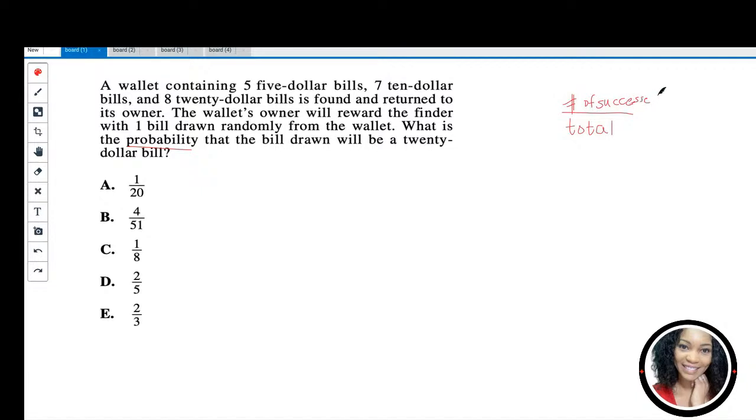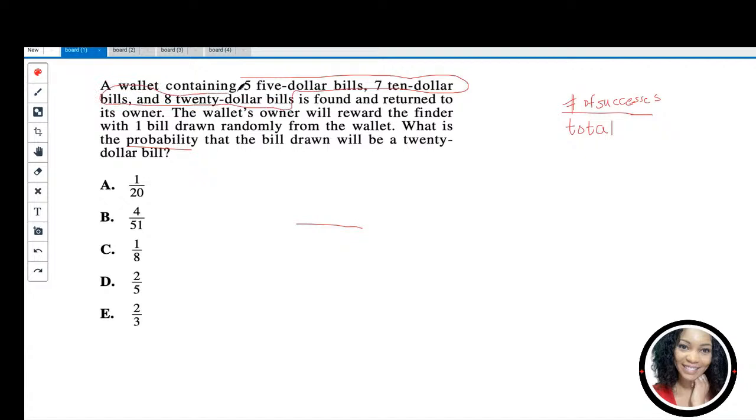So it's like the number of things you want out of the total number of possibilities is your probability. In this case, the question is, what is the probability that the bill drawn will be a $20 bill? So we're looking for specifically $20 bills. That means we want the number of $20 bills possible on top, like the number of successes, that means the number of 20s. And if I look at the information here, I've got everything about the bills in the wallet.